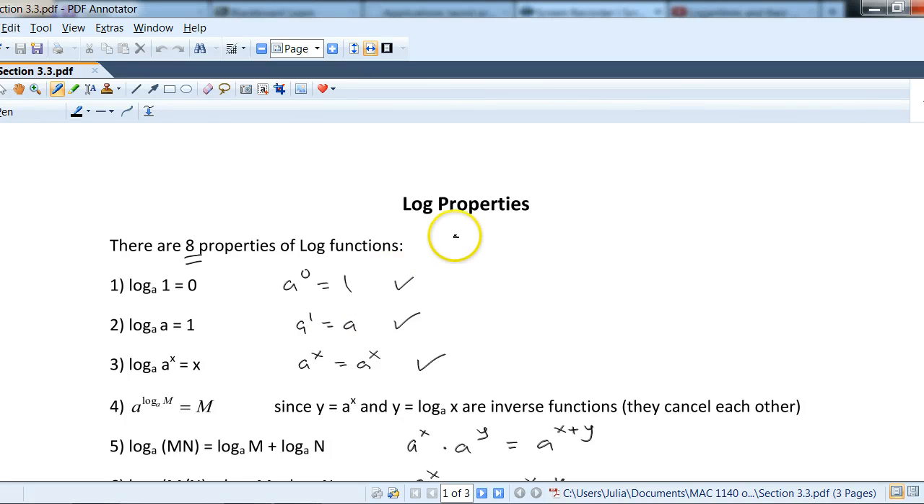In this video, I would like to talk about additional log properties that we didn't quite get to last time. I know we talked about the first four properties that I'll quickly review. So log of any base of 1 is 0. That is actually true because, again, a to the power of 0 is equal to 1. The exception would be 0 to the 0, but we don't have to worry about that base.